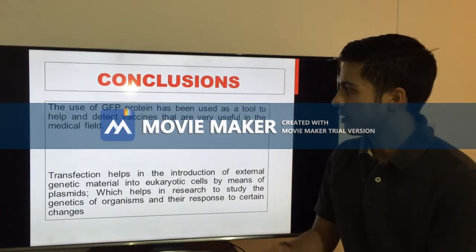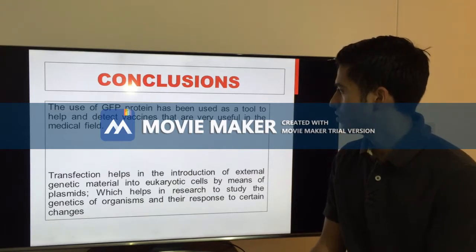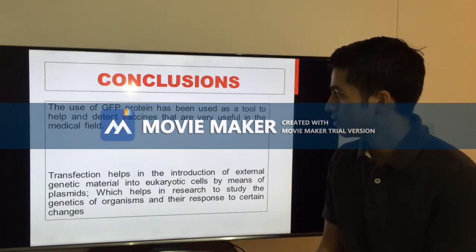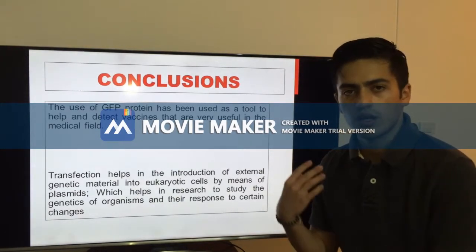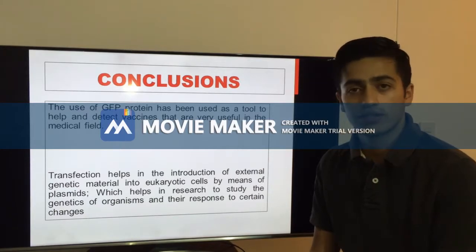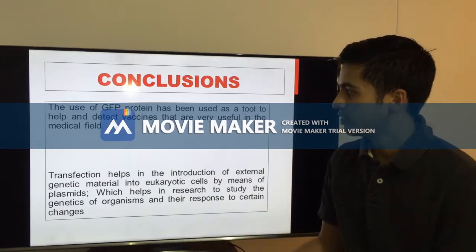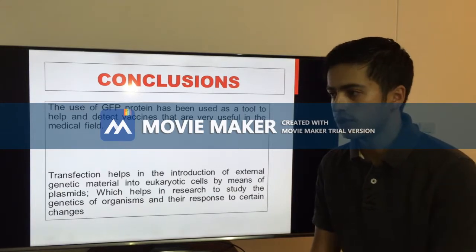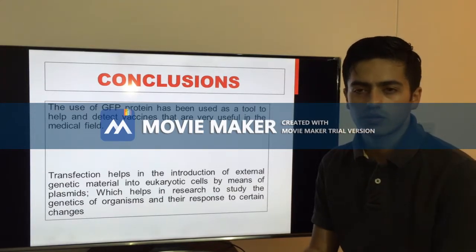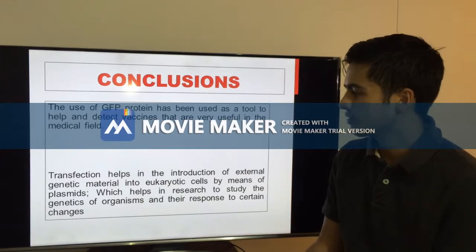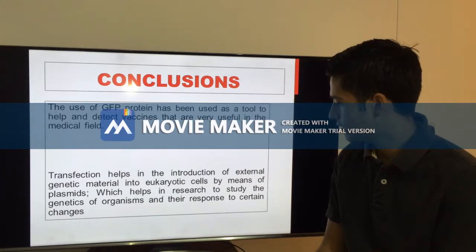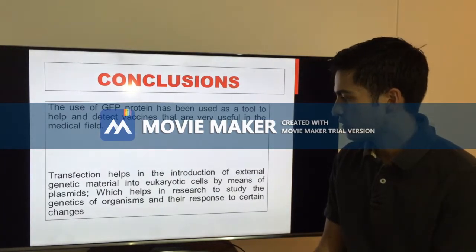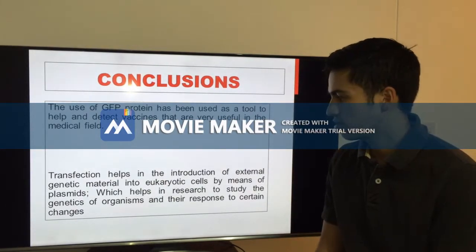As a conclusion, the GFP protein has been used as a tool to help detect vaccines that are very useful in the medical field. As we said in the discussion, this GFP protein helps to detect antibodies and to create vaccines, and it also helps people. Transfection helps in the introduction of external genetic material into eukaryotic cells by means of plasmids, which helps in research to study the genetics of organisms and their response to certain changes.